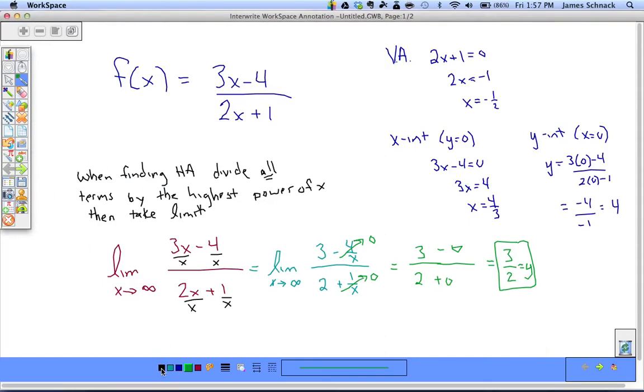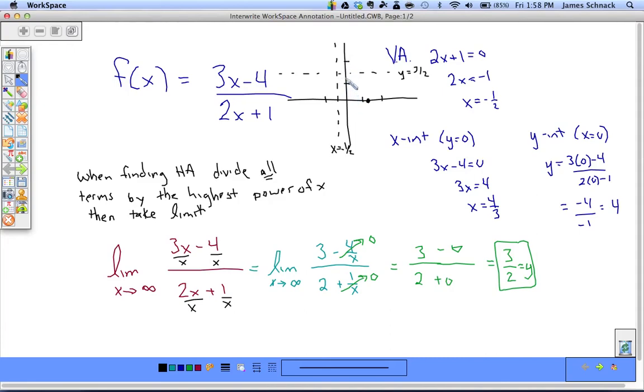So let's sketch our graph real quick, then we're going to be done. So negative 1/2 is our vertical asymptote. Right there, x equals negative 1/2. Y equals 3 halves, that's 1.5. X-intercept is negative 1/2. Sorry, that's the vertical asymptote. X-intercept is 4/3. So that would be 1 1/3. That's right about there.